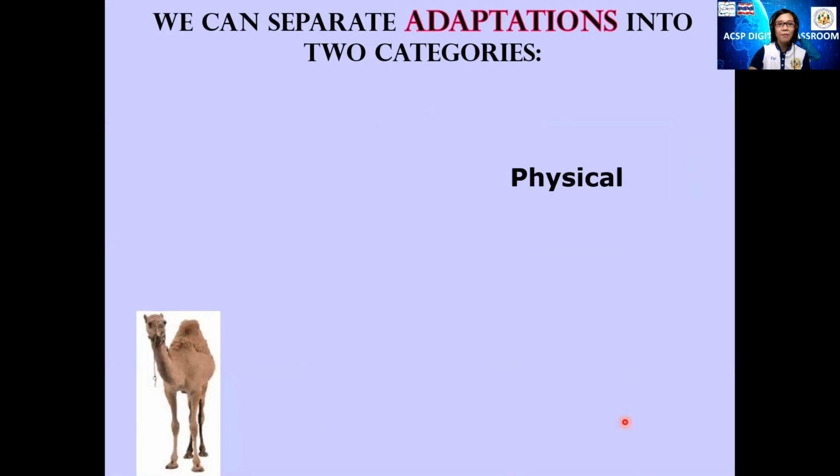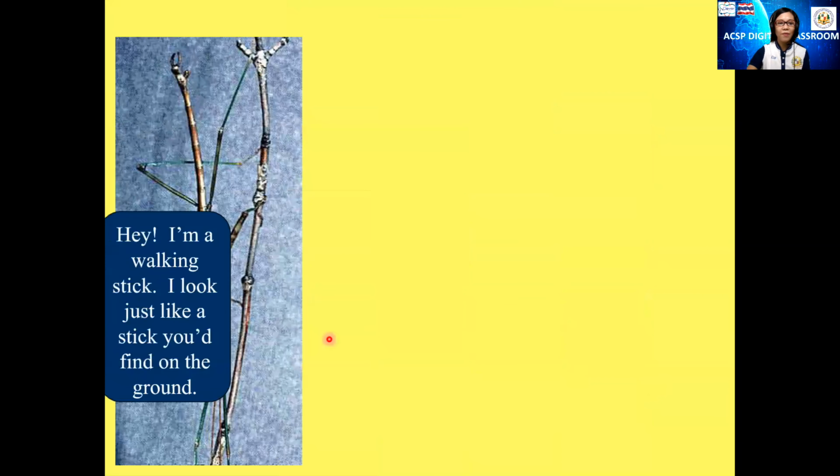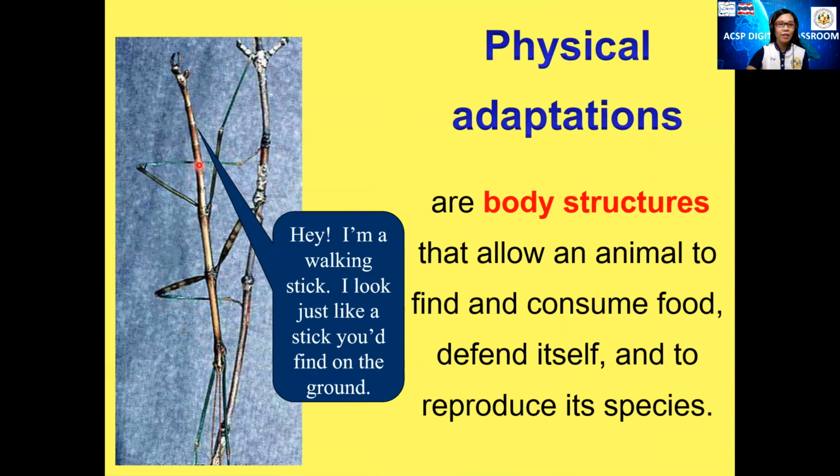We can separate adaptation into two categories. Number one is physical adaptation and number two is behavioral adaptation. Which one is the animal here, left or right? That is on your left. That is a stick insect. This is physical adaptation.